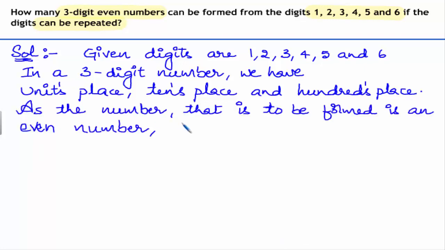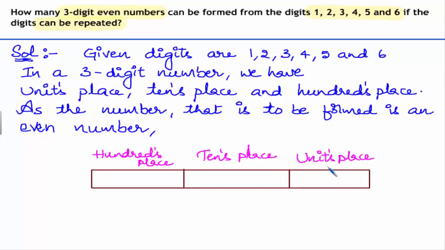As the number that is to be formed is an even number, this units place can be occupied by 2 or 4 or 6. As these are the 3 even numbers which are available in the given digits, as you can see here. So this implies that the units place can be filled in 3 ways.